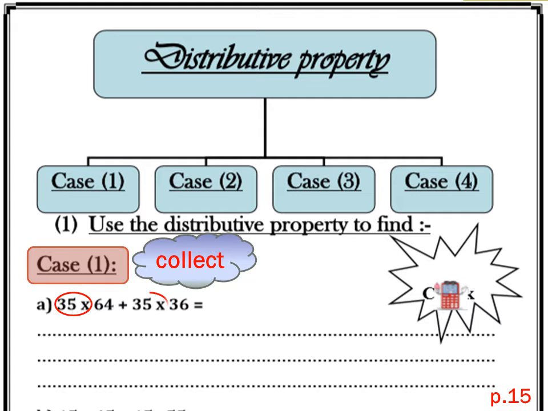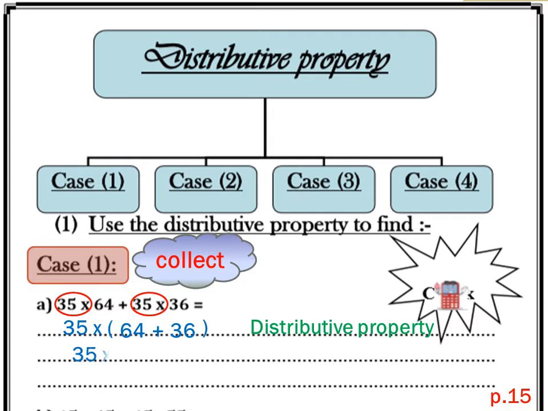So we are going to circle it like this and then write it only one time. So we have 35 times. And then what are the rest now? We have 64 plus 36. So let's open the bracket, write 64 plus 36, then close the bracket. And now we have finished the distributive property. So write the name of the property, which is distributive property.